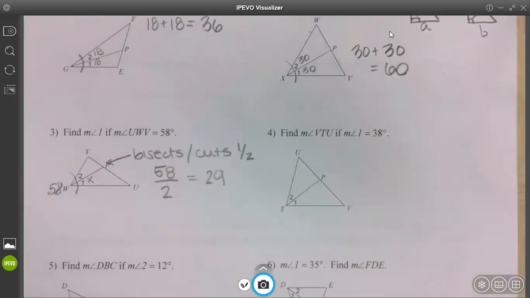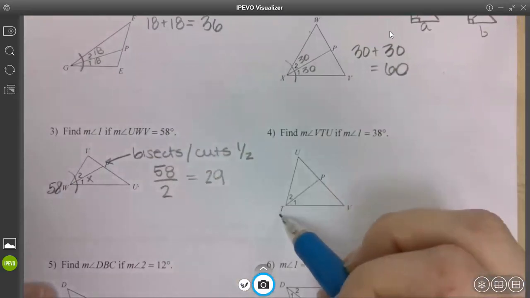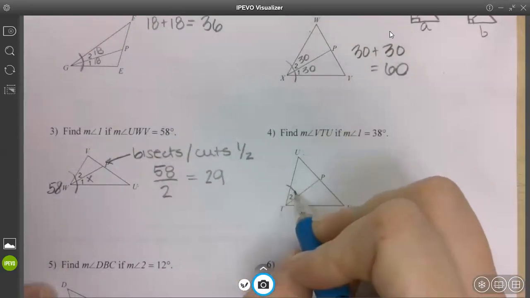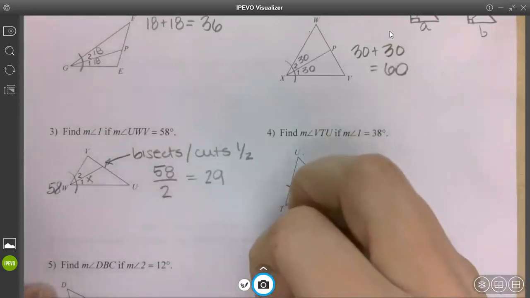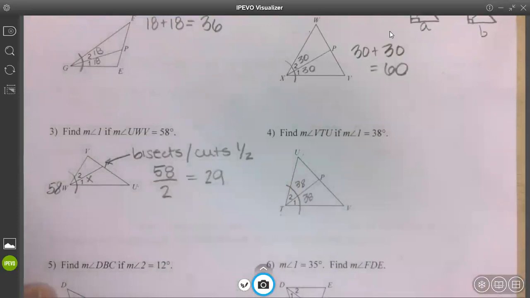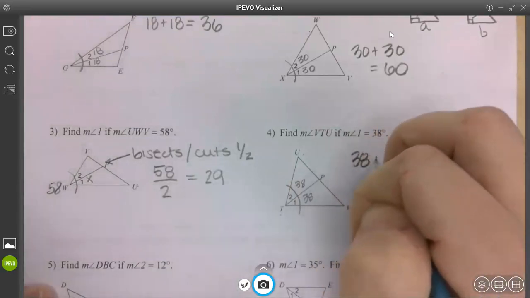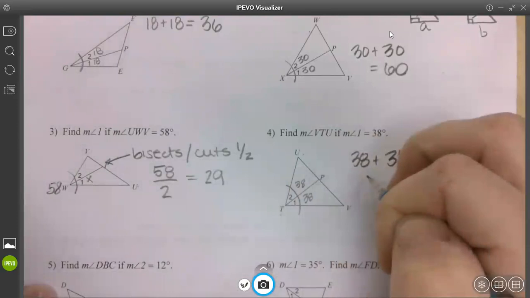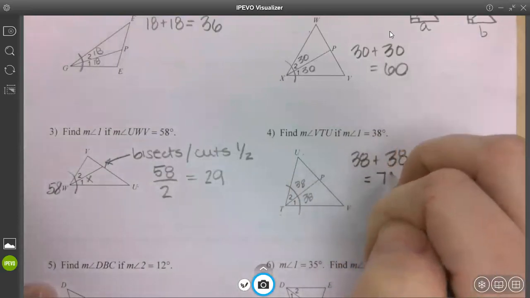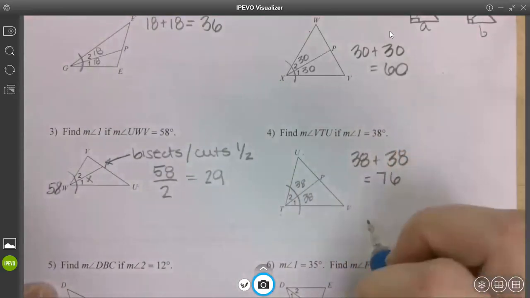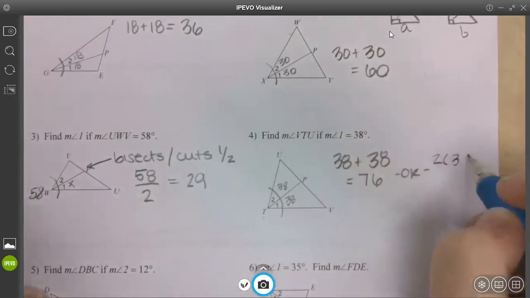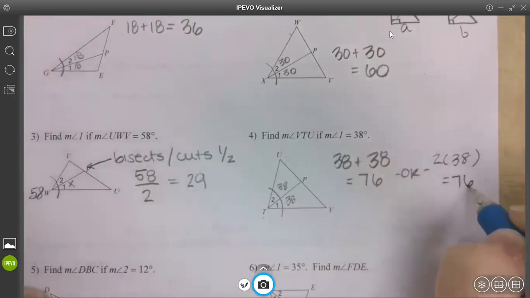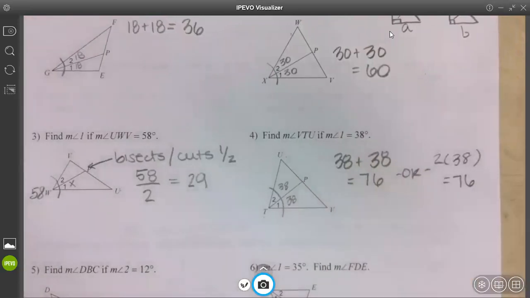Okay, same thing on the next one. VTU, that's what we're trying to find, the whole angle. We have half of it is 38. So that means the other part is 38. And to get the full angle, we just add it together. You can also multiply by two. So 38 plus 38, or you can do 2 times 38, which will still give you 76. It's up to you whichever way you would like to do it.